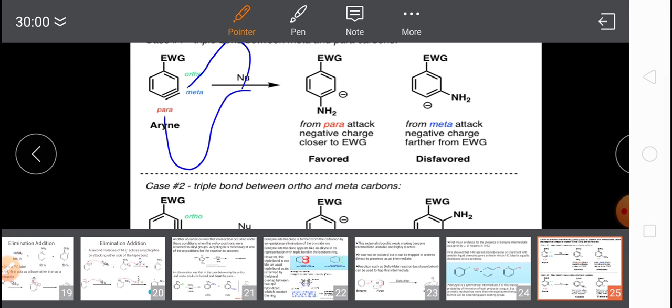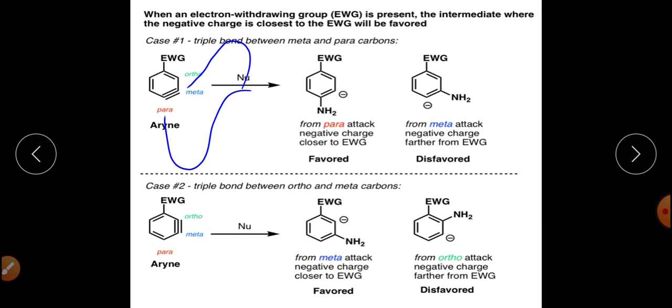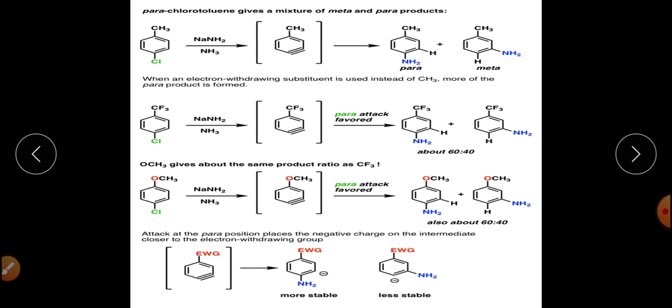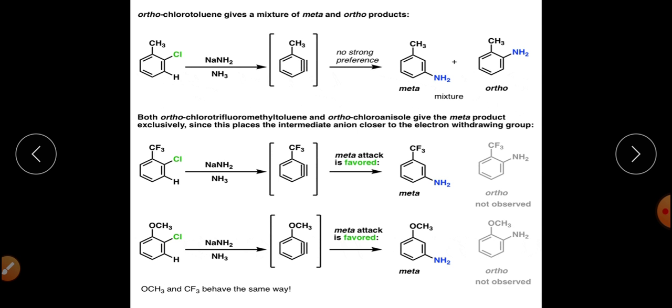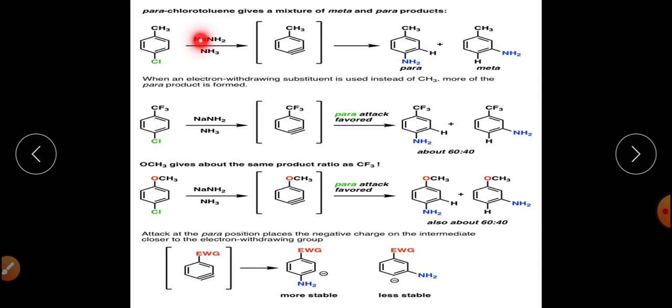So when we talk about this one, we can clearly identify where the nucleophile will be positioned, where the nucleophile will attack. That is the direction of formation of benzyne and the direction of formation of the product, right? Now we can see that this is para-chlorotoluene, and when para-chlorotoluene reacts with sodamide in the presence of liquid ammonia, we can see that this will be the benzyne that has been prepared.